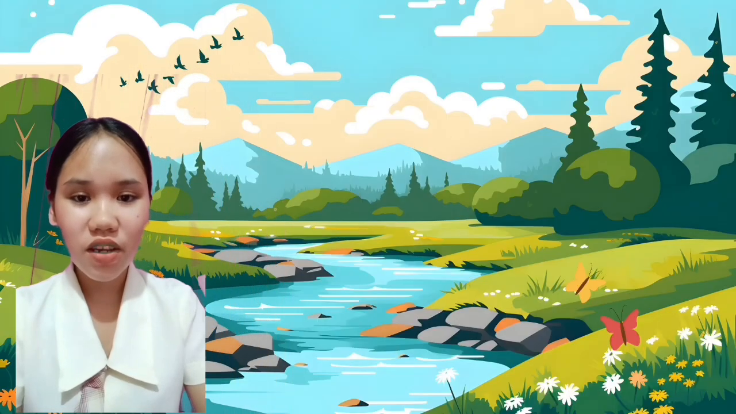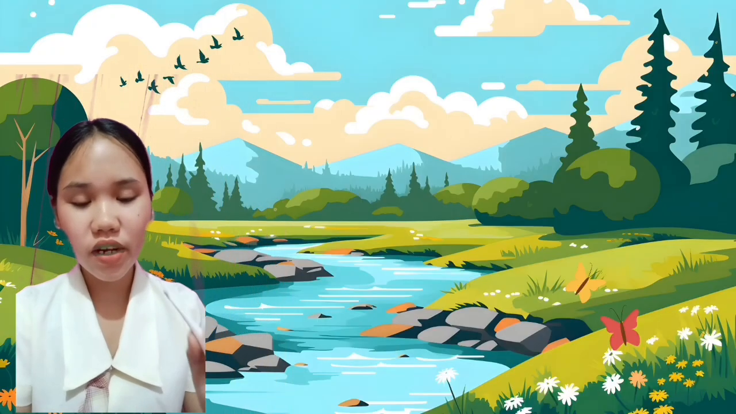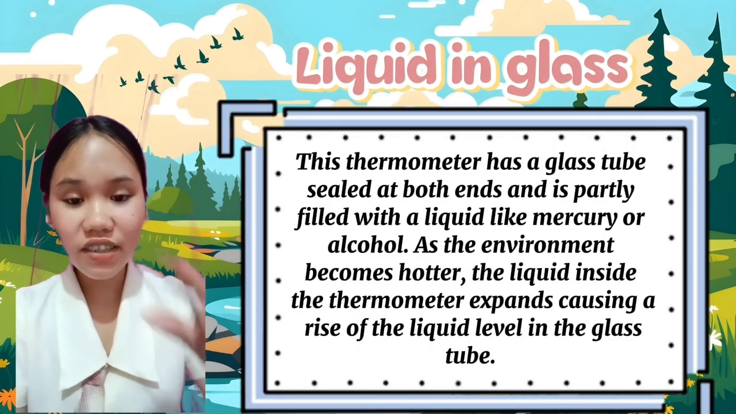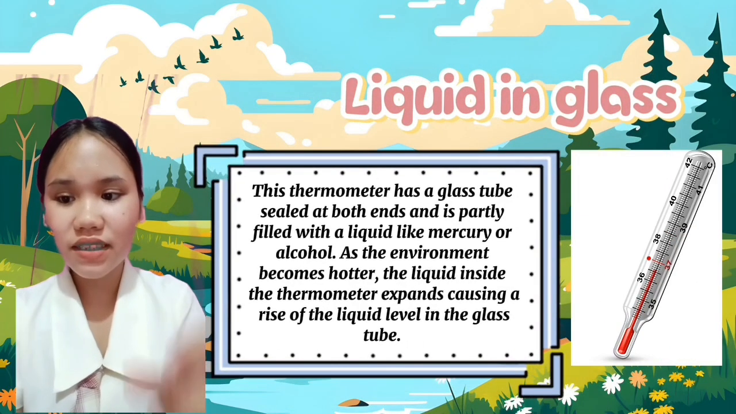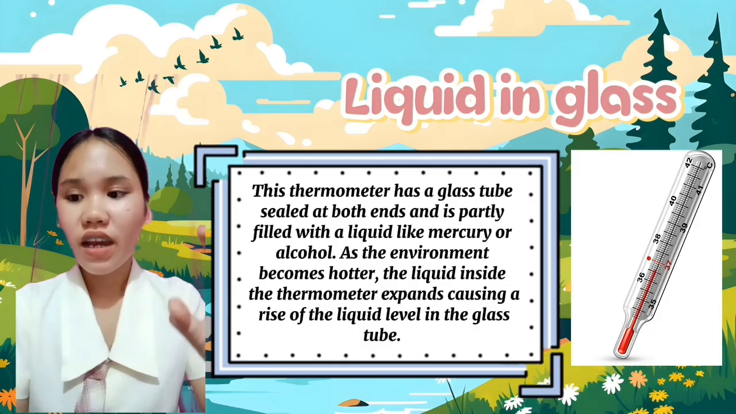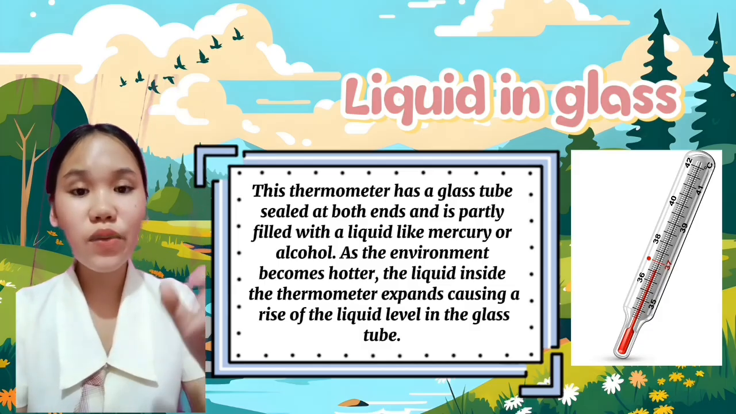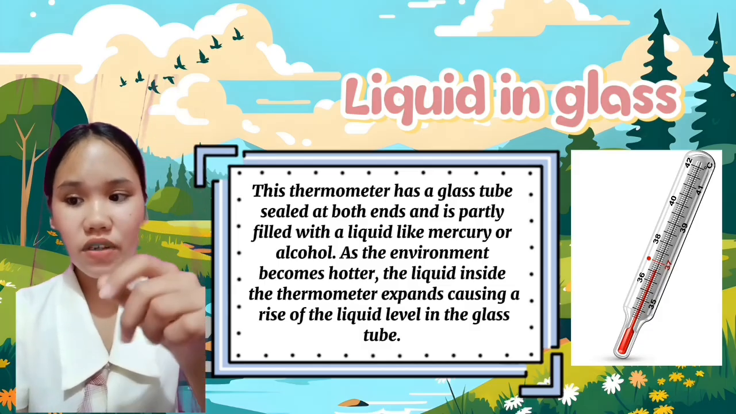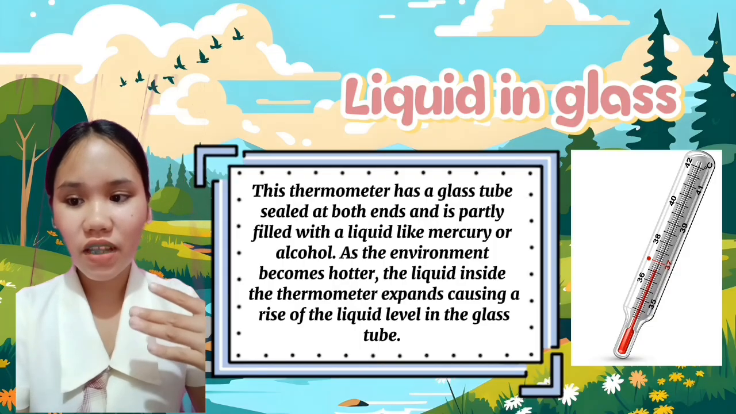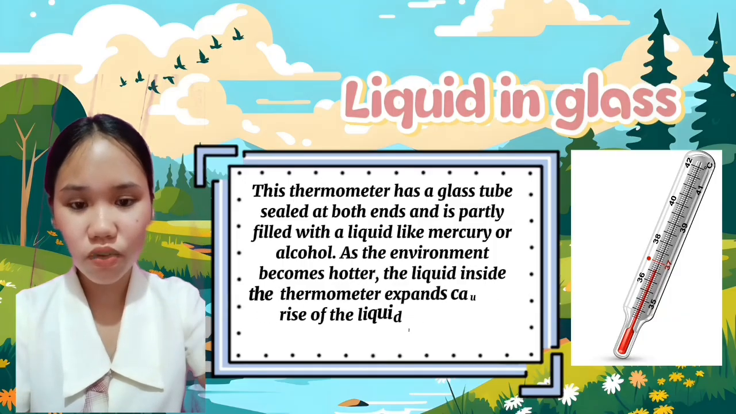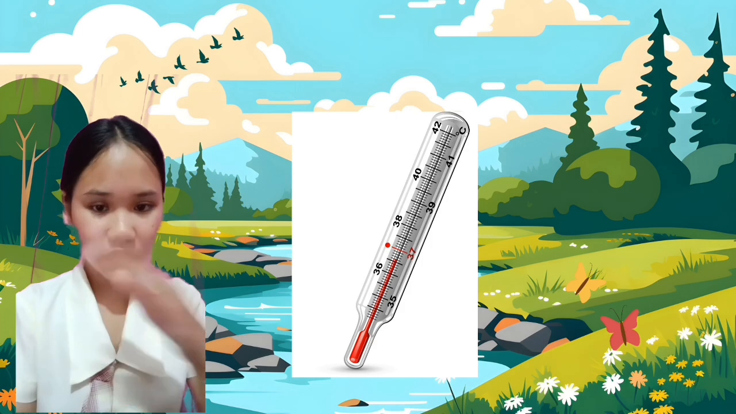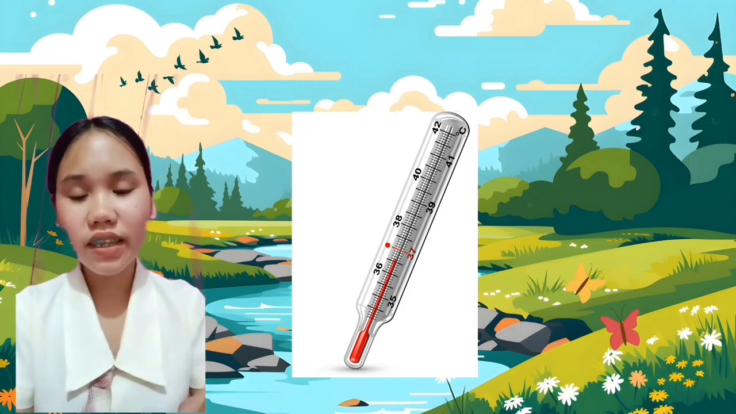The next one is also a traditional thermometer. It's called the liquid in glass. This thermometer has a glass tube sealed at both ends, and it is partly filled with liquid like mercury or alcohol. As the environment becomes hotter, the liquid inside the thermometer expands, causing a rise of the liquid level in the glass tube. So that's how the traditional thermometer worked back then, and it's called liquid in glass.